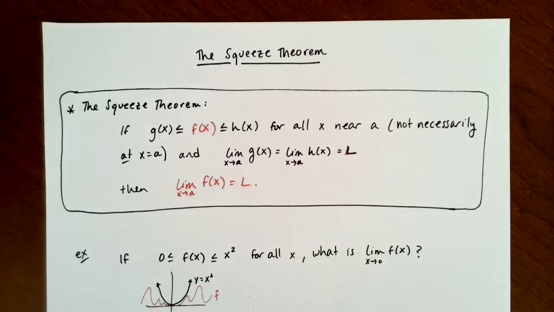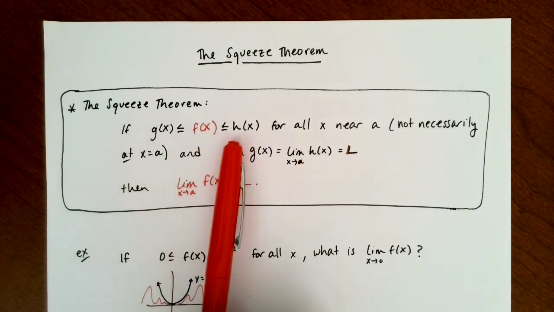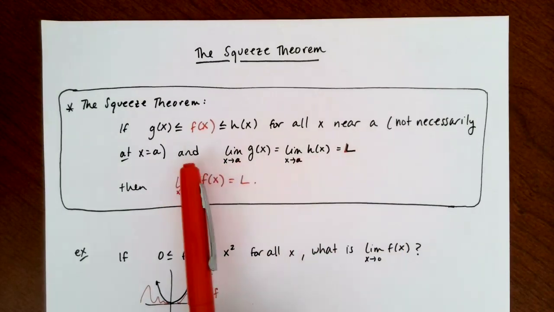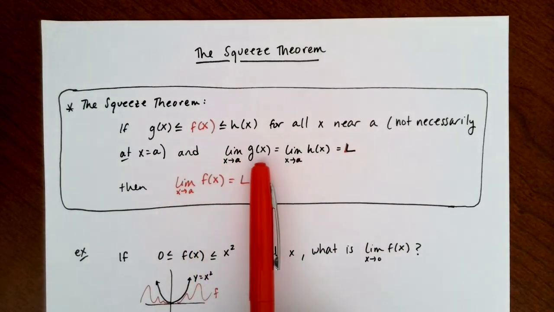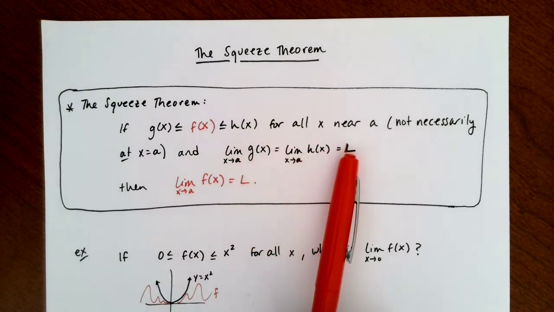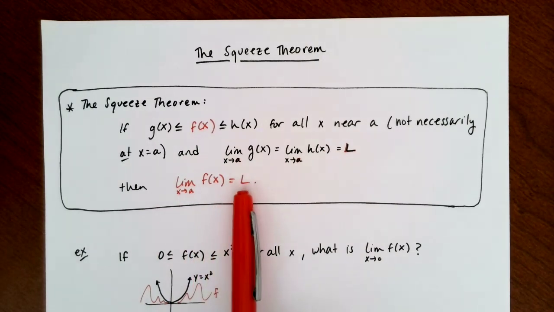Let's talk about the squeeze theorem. On the screen, you can see the squeeze theorem written out. It says if g of x is less than or equal to f of x is less than or equal to h of x for all x that are near a, not necessarily at a, and the limit of g of x and h of x as x approaches a both have limit L, then the limit of f of x as x approaches a is also L.